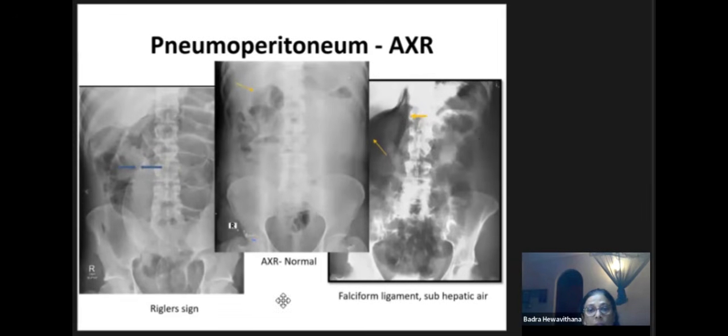But if I were to do a lecture on pneumoperitoneum, I think there's material for that. There's so much on pneumomediastinum and pneumoperitoneum. People have found so many signs.